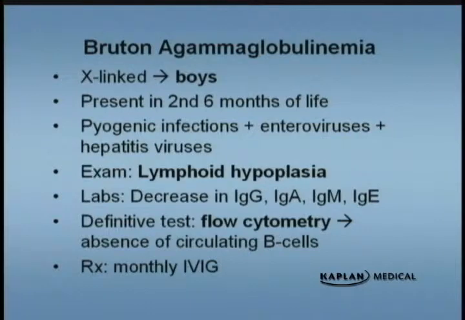When you order the immunoglobulins, they're going to be decreased across the board. It's an entire hypo or agammaglobulinemia, and so all of the immunoglobulins will be low. The definitive test, however, that sounds like a test question, is flow cytometry, and that will show an absence of circulating B cells. There's your diagnosis. These patients will need monthly treatment with immune globulin, which makes it kind of difficult when you're giving live virus vaccine. So now we can go back to the vaccine chapter, and remember, if you give immune globulin, you have to wait 3 months before you give live vaccine.